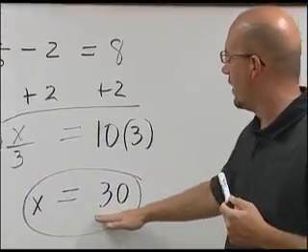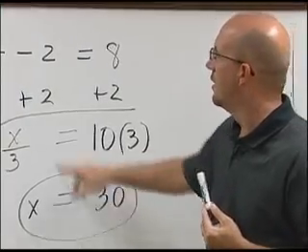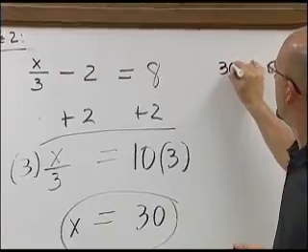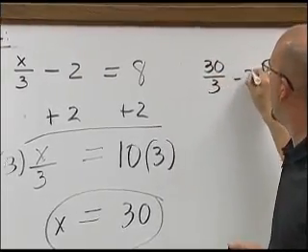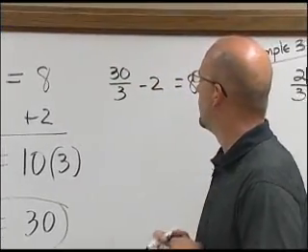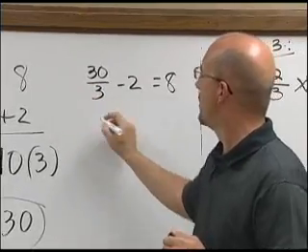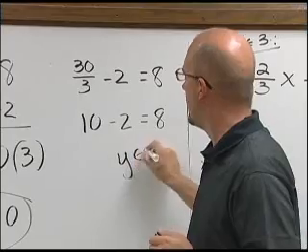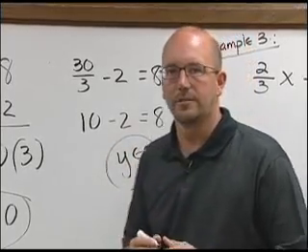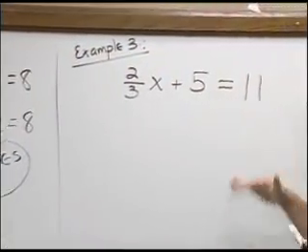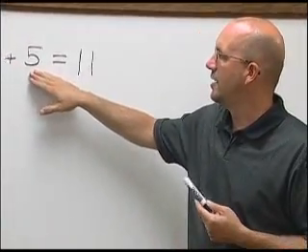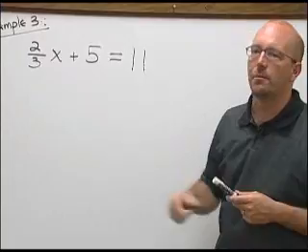We can take our variable, x equals 30, put it back into our original problem to check our answer. 30 over 3 minus 2, does that equal 8? 30 divided by 3 is 10, minus 2. That does indeed equal 8. Yes, we're correct. Our final example has both 5 being added and our 2/3 being multiplied.